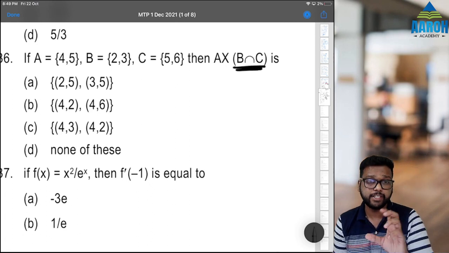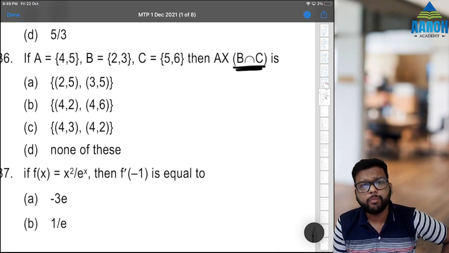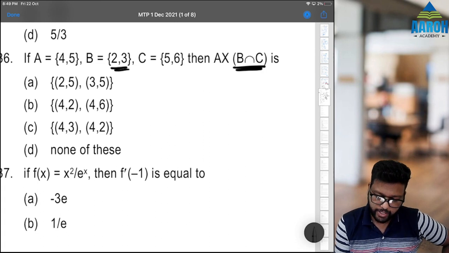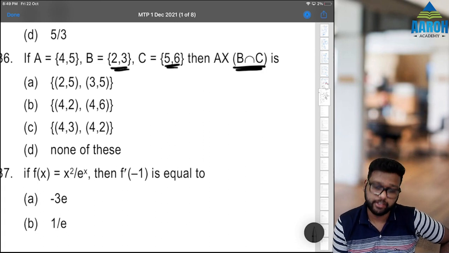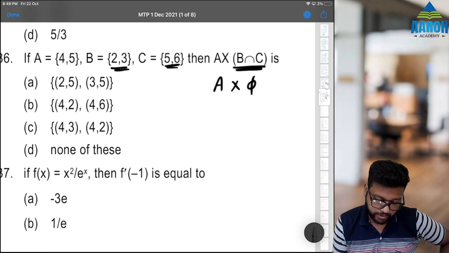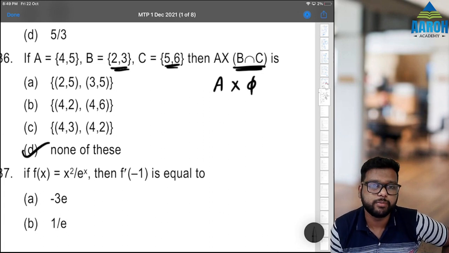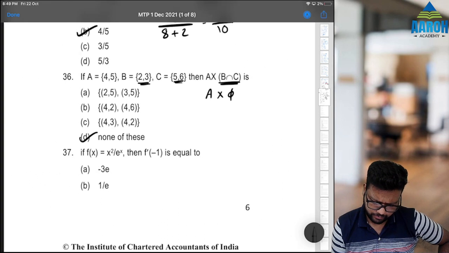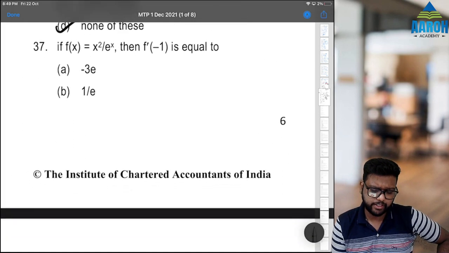36. If A is this, B is this, C is this, then what is A product with B intersection C? Intersection is common. What is common in B and C? 2, 3 and 5, 6. Nothing is common in B and C, right? That means they are asking A product with phi, which is none of these, right? It is not in the options. So leave it. Next.